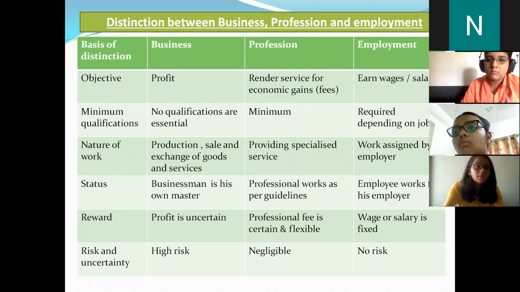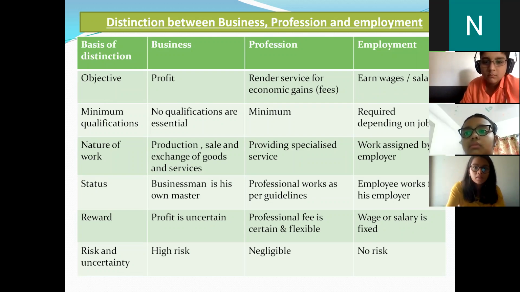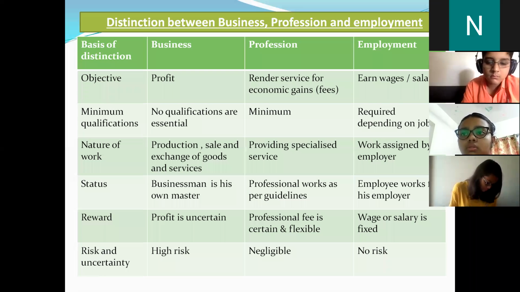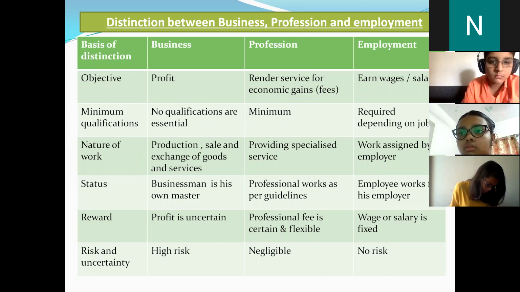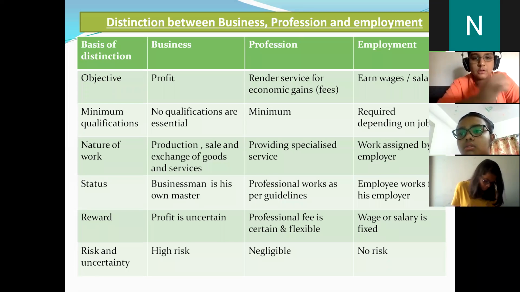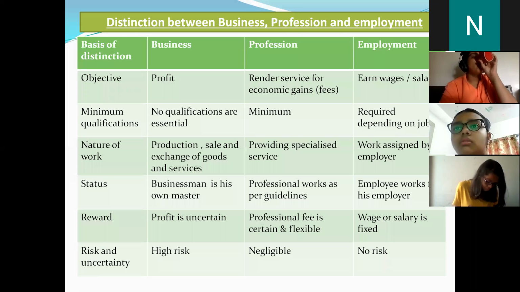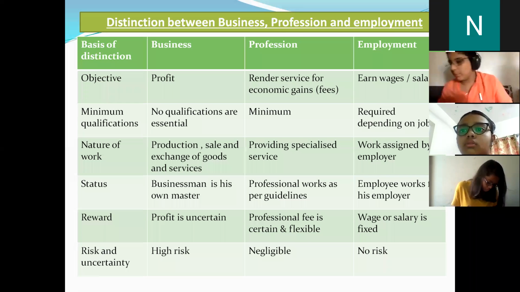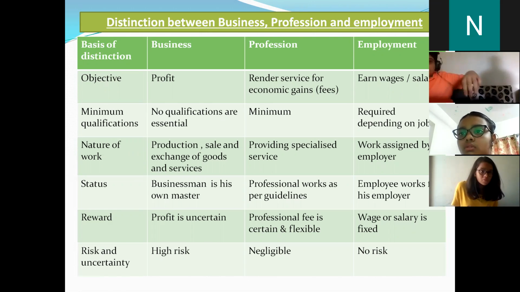Next, we come to minimum qualification. In case of business, no qualifications are required to start a business. As such, no qualifications have been given. In case of profession, minimum educational qualifications are important to enter a profession. That means if you want to become a doctor, the minimum qualification is MBBS. In case you want to become an engineer, the minimum qualification is BE. So for every profession, minimum specialized educational qualification is important.